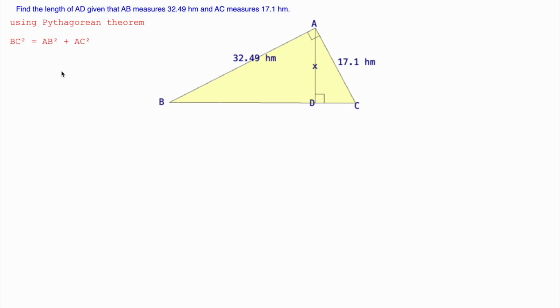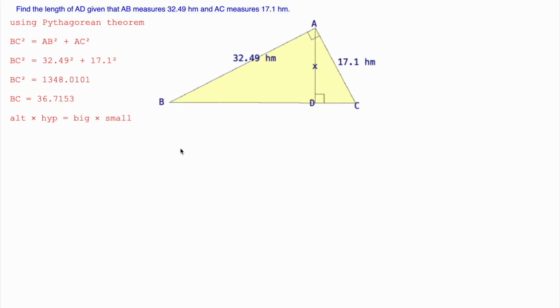Using Pythagorean theorem, BC squared is equal to AB squared plus AC squared, which is 32.49 squared plus 17.1 squared, which gives us BC squared is 1,349.0101. Take the square root of that. That gives us BC is equal to 36.7153 hectometers.